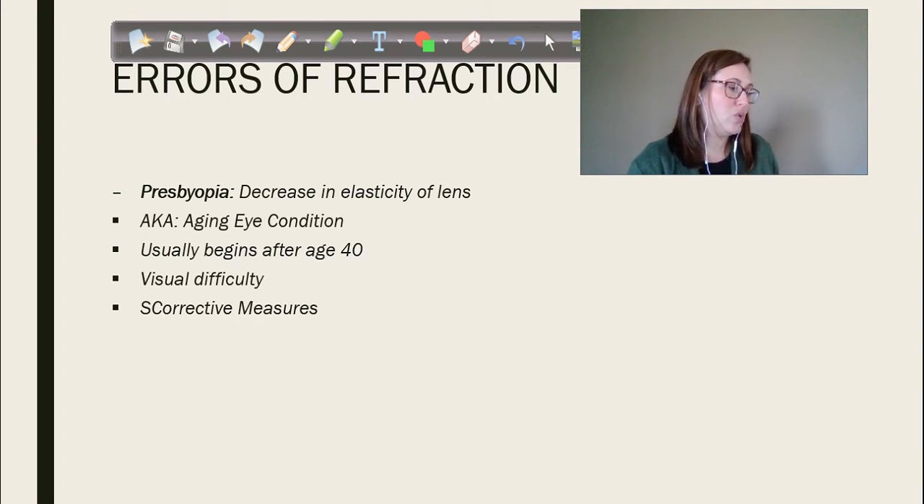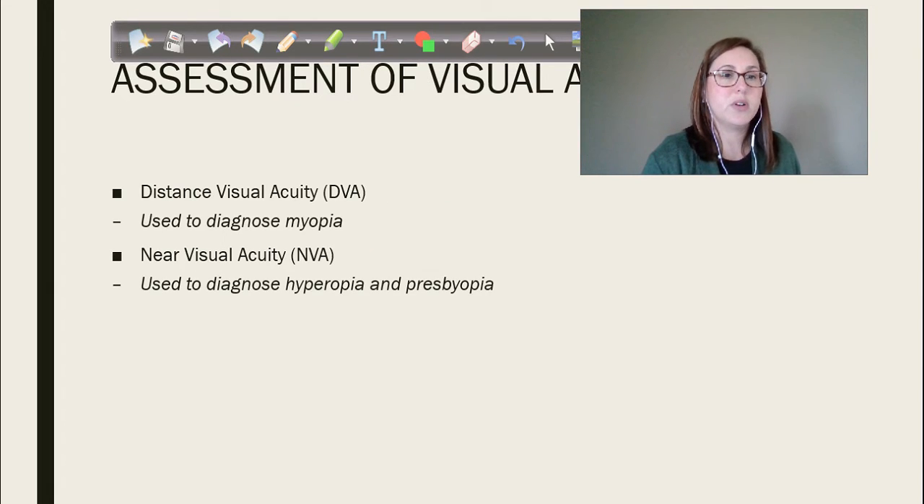Assessment of our visual acuity. This is how we test and diagnose trouble with distance and near vision. There's a distance visual acuity and a near vision acuity.